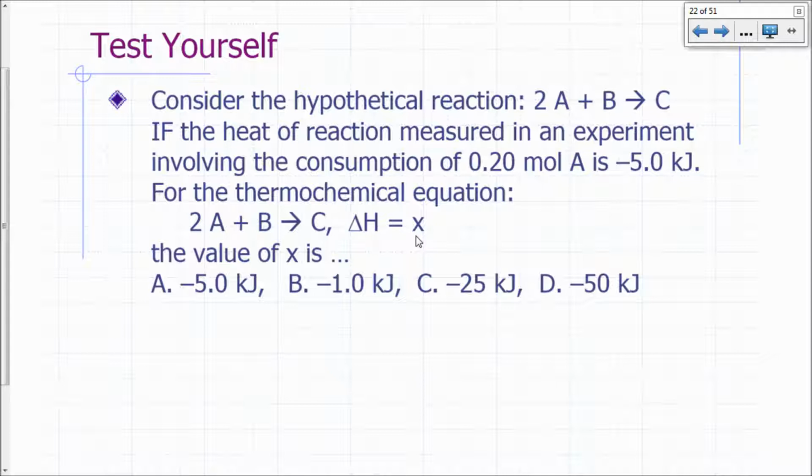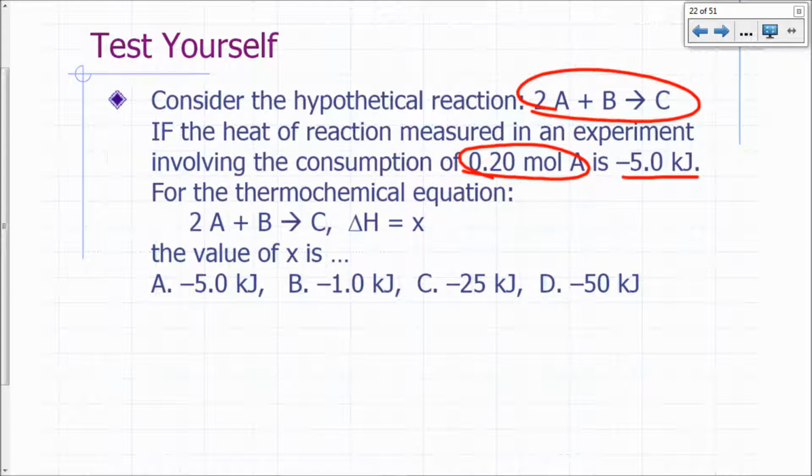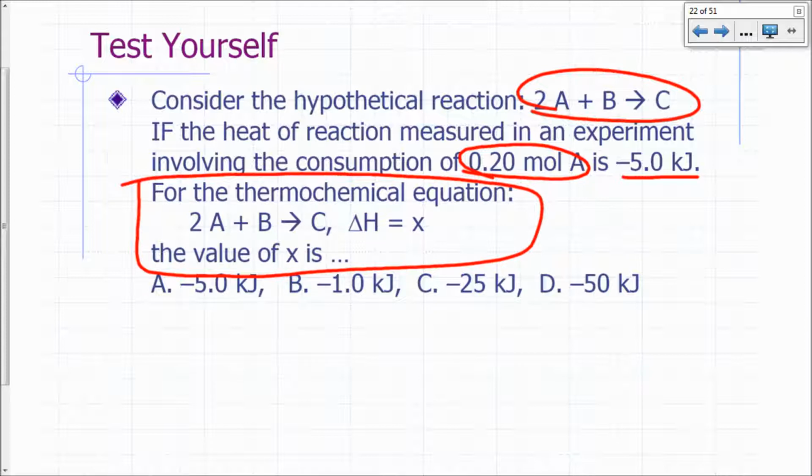Right. Let's look at this question right here. You have a hypothetical reaction, 2A plus B yields C. You did an experiment, you measured the heat of reaction, and in that particular experiment you consumed 0.2 moles of A. All right? And your heat of reaction was negative 5.0 kilojoules. So if you were to write the thermochemical equation, what would be the value of X in this thermochemical equation? It's not going to be negative 5. Why not? Because negative 5 would imply that you only lost 0.2 moles of A, right? But this balanced equation says, I want the value of delta H if 2 moles of A were to be consumed.